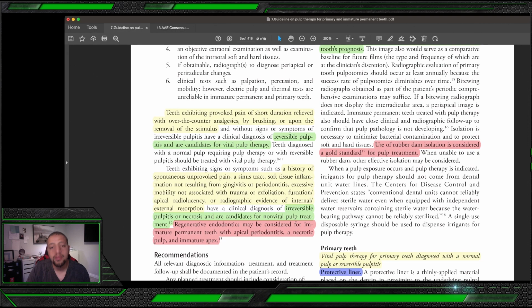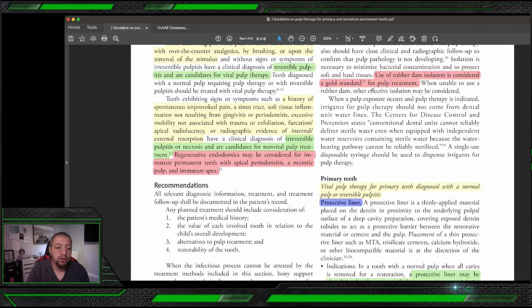Or if it's irreversible, the patient has a history of spontaneous unprovoked pain, sinus tract, soft tissue inflammation not resulting from gingivitis or periodontitis, excessive mobility not associated with trauma or exfoliation, furcation or apical radiolucency, or radiographic evidence of internal or external resorption. So if you have these items, you think, okay, this is irreversible pulpitis. Irreversible pulpitis is a contraindication for vital pulp therapy. It will be an indication for regenerative endodontics, which may be considered for immature permanent teeth with apical periodontitis or a necrotic pulp and immature apex.